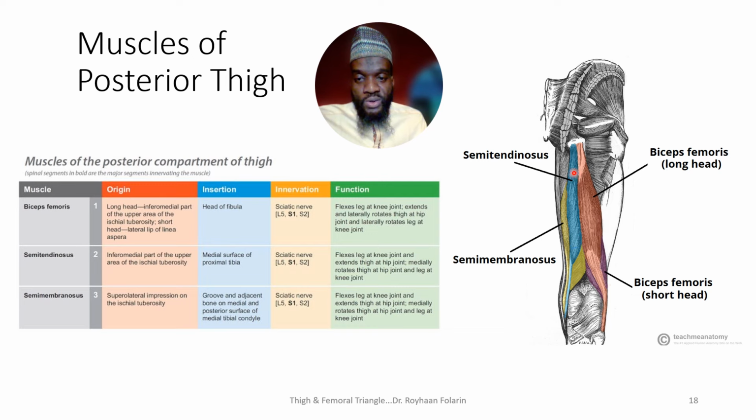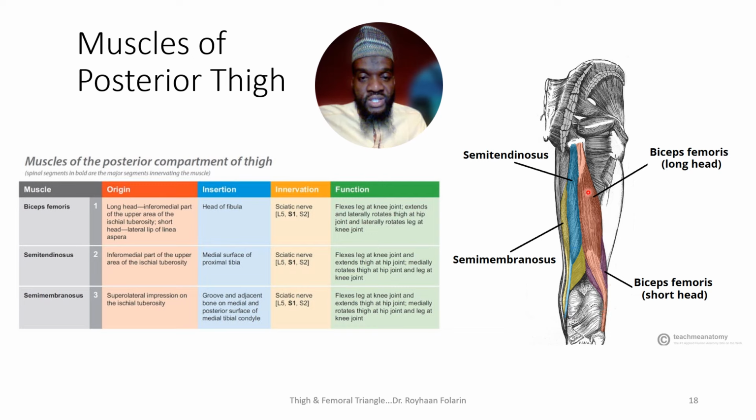Even though when you look at the superior part, you see the tendinosus, when you come inferiorly, you encounter the membranosus first because it's much larger underneath, before then the overlying semitendinosus that runs down here. So biceps femoris, the long head originates from the inferior part of the upper area of the ischial tuberosity, while the short head originates from the lateral lip of the linea aspera on the femur. And then both of them insert on the head of the fibula, which is the lateral bone you have in the leg region.